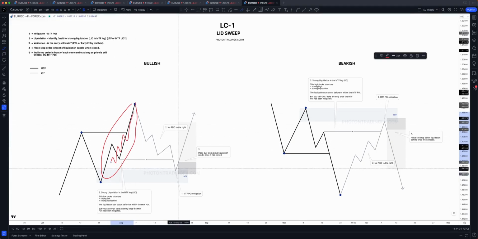Okay? So once I get my M15, my medium time frame POI mitigation, I'll look left, and if there's an M5 structural low here, I can use that, right? That's my liquidation, and then I take the entry with the buy stop above the liquidation candle, okay?